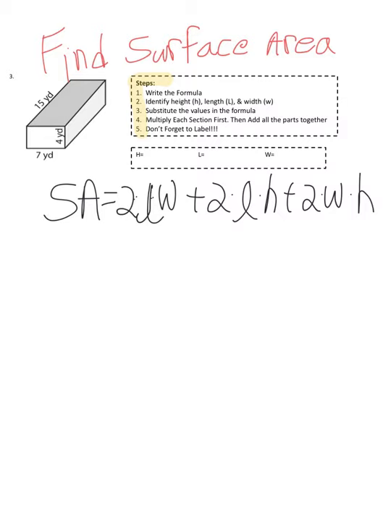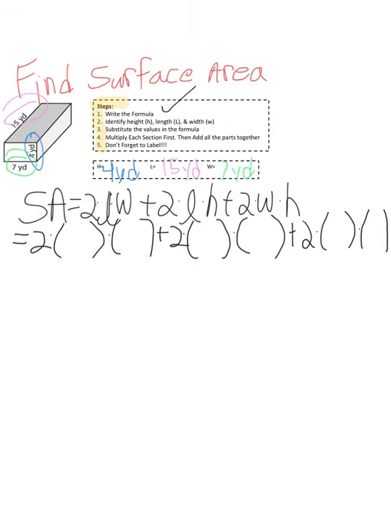And then now we need to do step 2, which is to identify the height, width, and length of this rectangular prism. Alright, so we know the height is 4 yards, our width is 7 yards, and the length is 15 yards. Okay, so step 2 is done. Now we need to do step 3, which is to substitute the values into the formula. So I rewrote the formula, but I took the letters out.